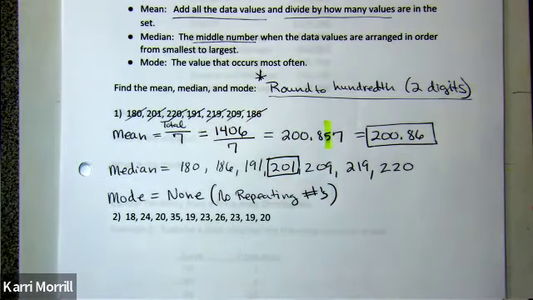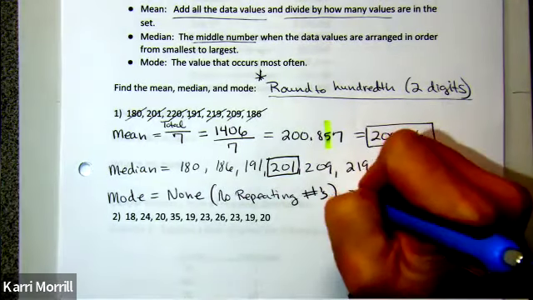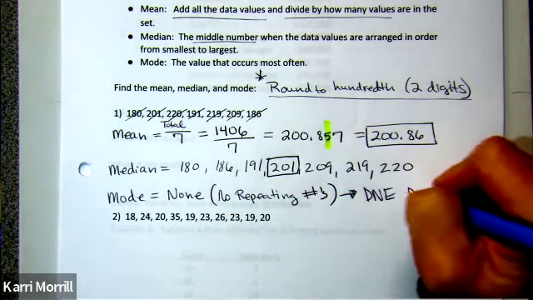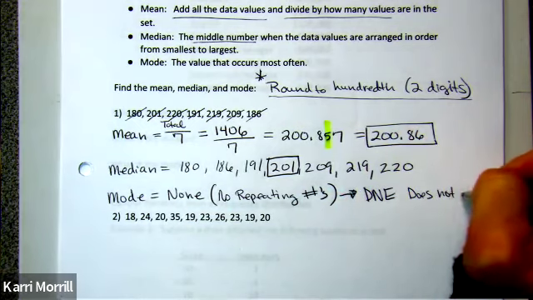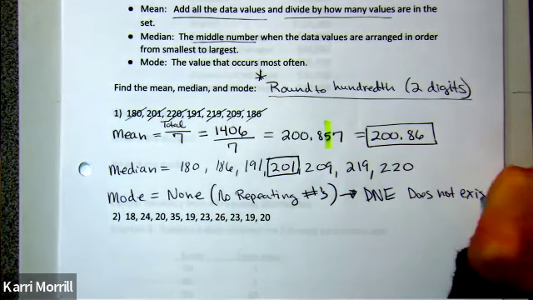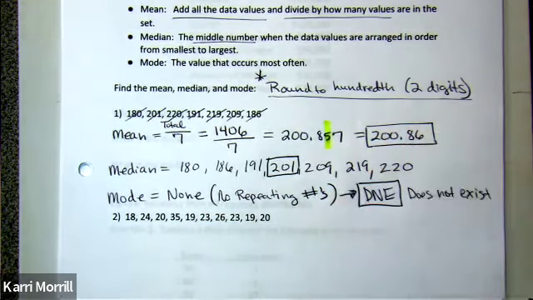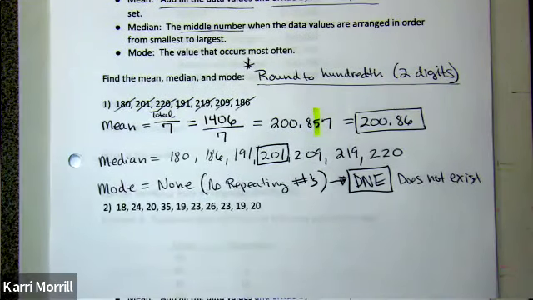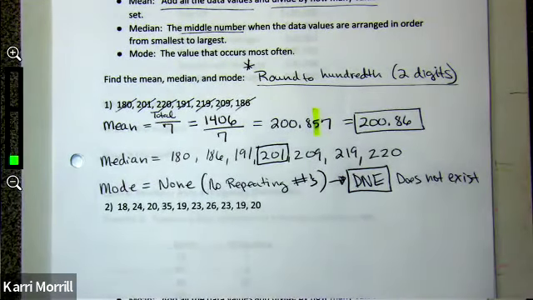So there's no mode. And in WebAssign, actually, I think you put DNE for does not exist. So that's what you would enter. For me, you could say none, but WebAssign wants something specific, and that would be does not exist. And just make sure it's capitalized, DNE.